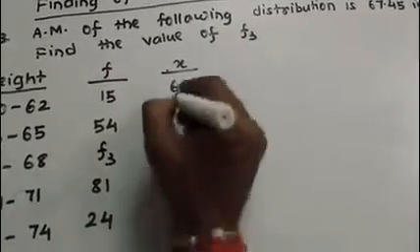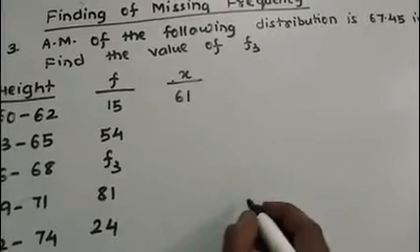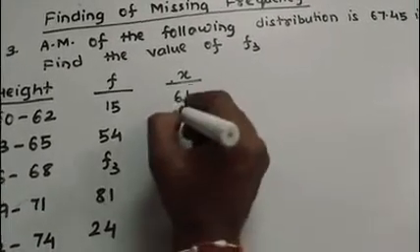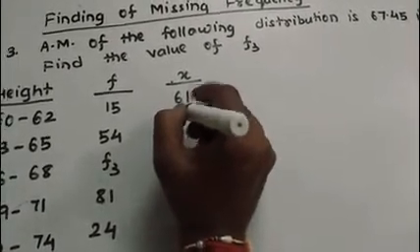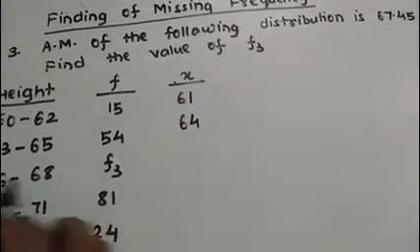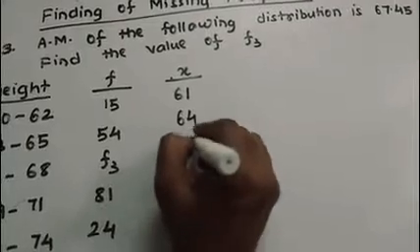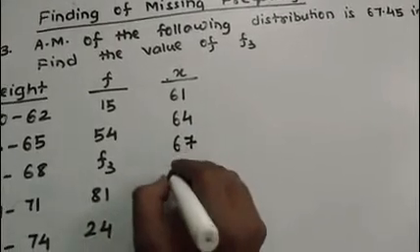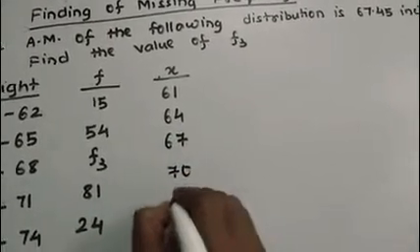Next one, 63 plus 65, 128 divided by 2, that is 64. Next one, 67. Next one, 70. And the last one, 73.